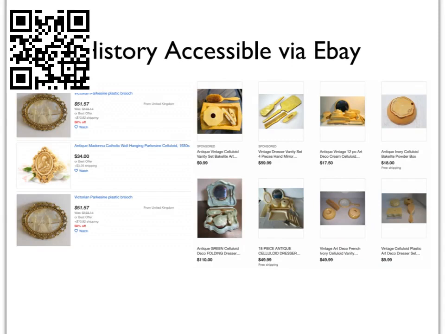So it's out there, and it gives you an idea of just how quickly it caught on, because so much of it was made in such a short period of time. It replaced ivory, which was really hard to get and very expensive, and so this became a very popular manufacturing route very quickly.